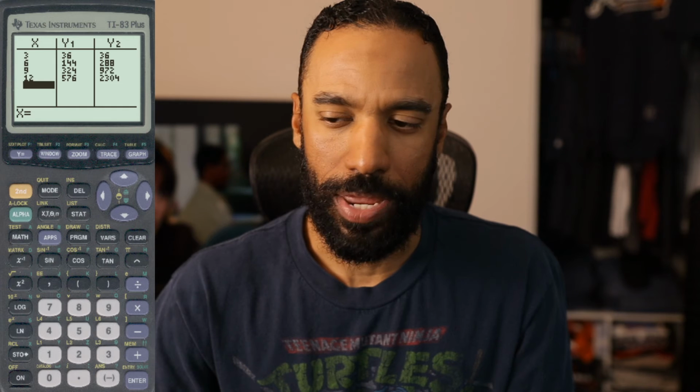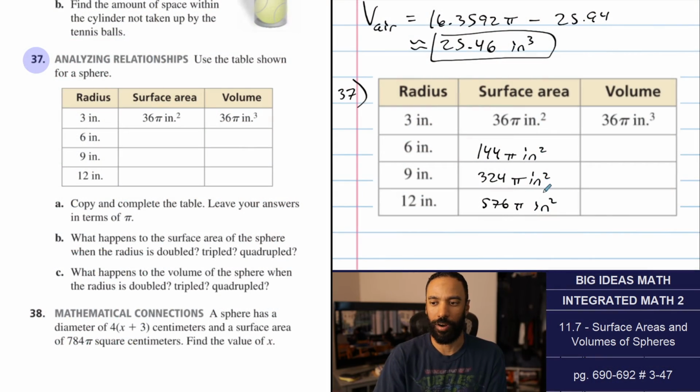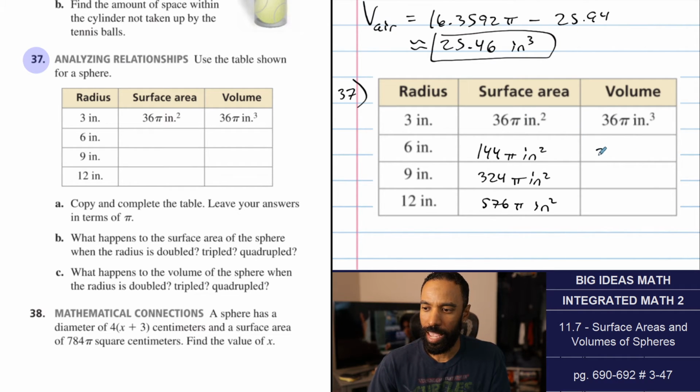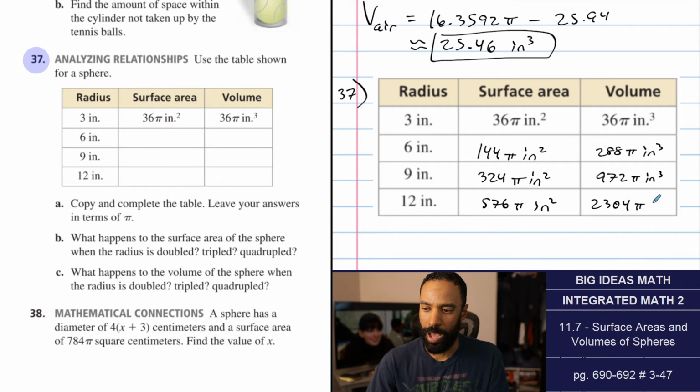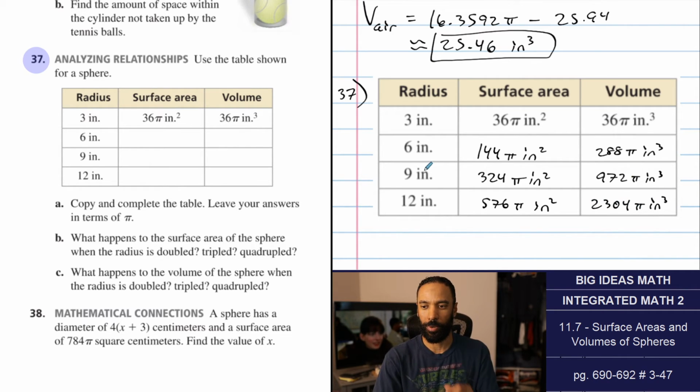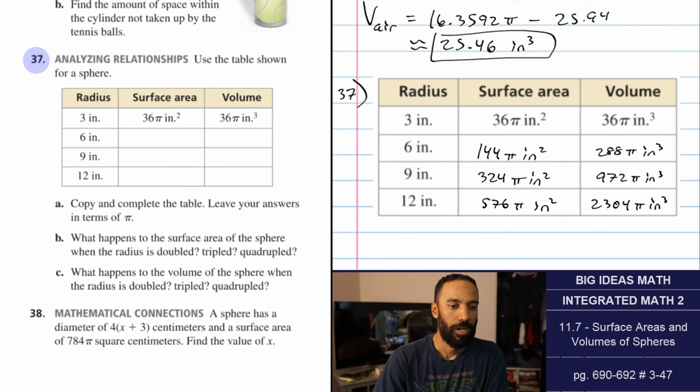144 pi square inches, and then I'm going down, 324 pi square inches for surface area for 9 inches, and 576 pi square inches for that one. So this is what I have so far, those three. Now I'm going to write the volumes. The volumes say 288 pi cubic inches, 972 pi cubic inches, and 2,304 pi cubic inches. So they're all in terms of pi when it comes to answers on there. All right, that's part A.